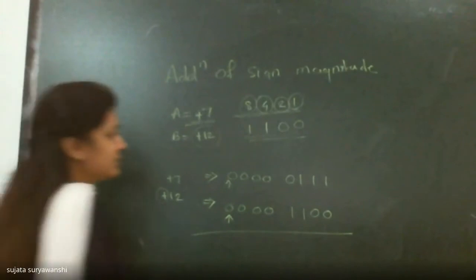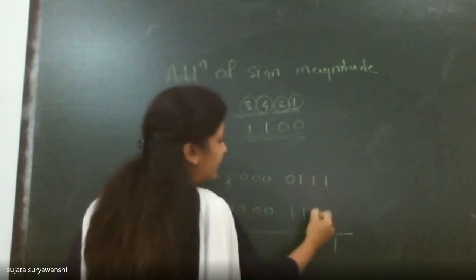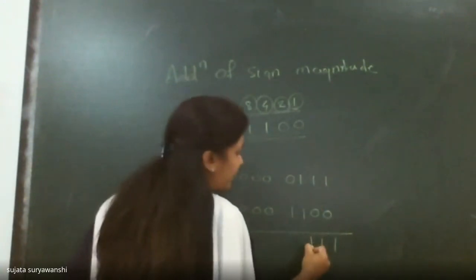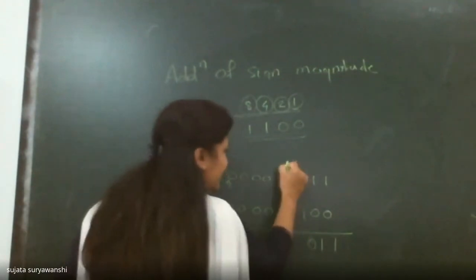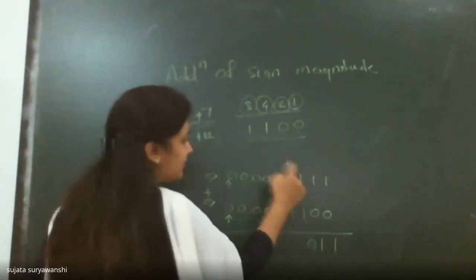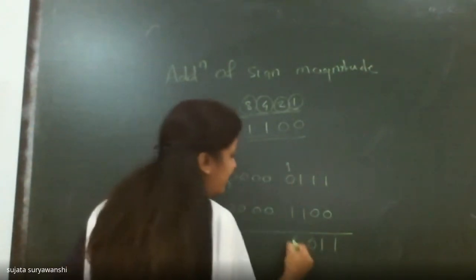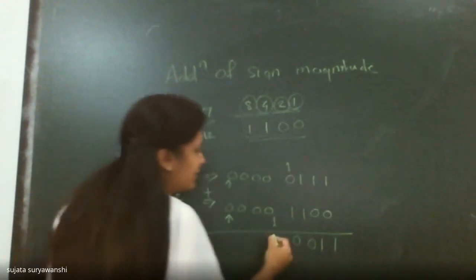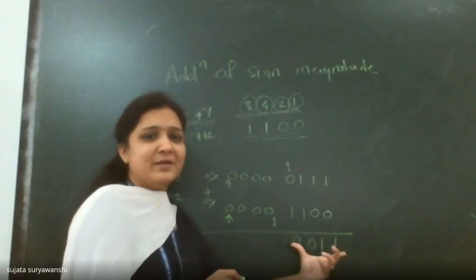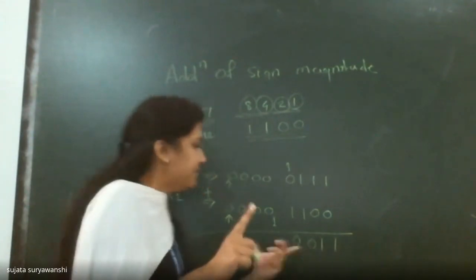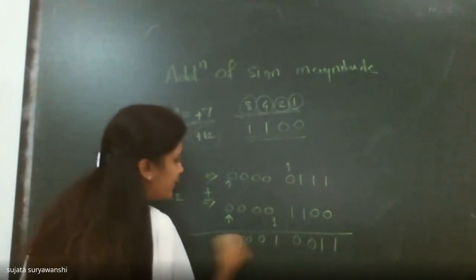Then just use the addition rules. 1 plus 0 is 1, 1 plus 0 is 1, 1 plus 1 is 0 and a carry is generated, and then this carry is added into the next bit, that is 1 plus 1 is 0, and a carry is generated, which is shifted to the next nibble. Nibble means what? A group of 4-bit binary number is called a nibble. So this is the first nibble, the LSB nibble, and this is the second one. So 0 plus 1 is 1, and the remaining bits are equal to 0.